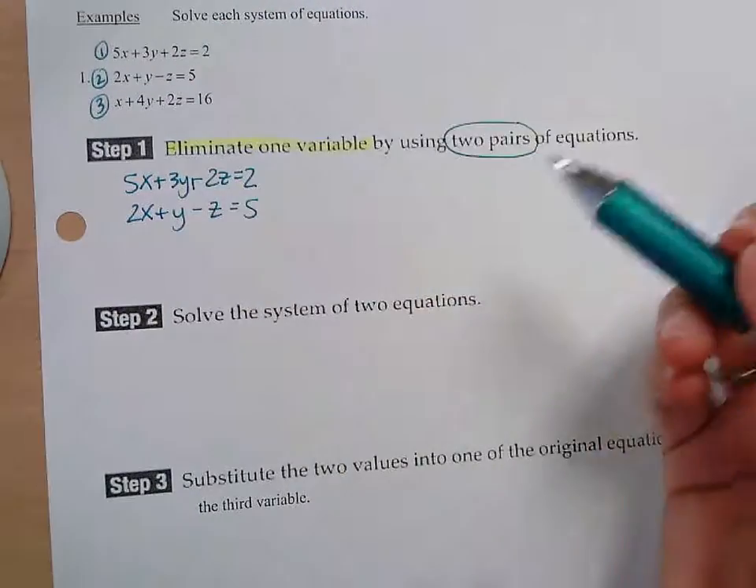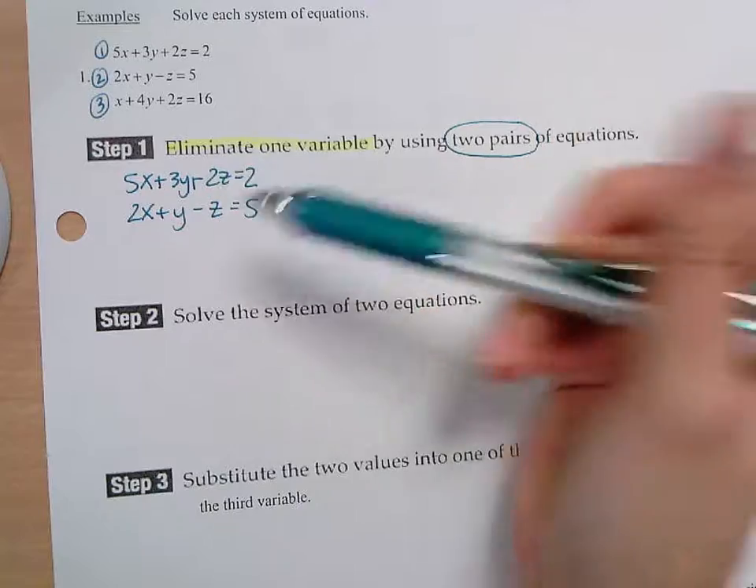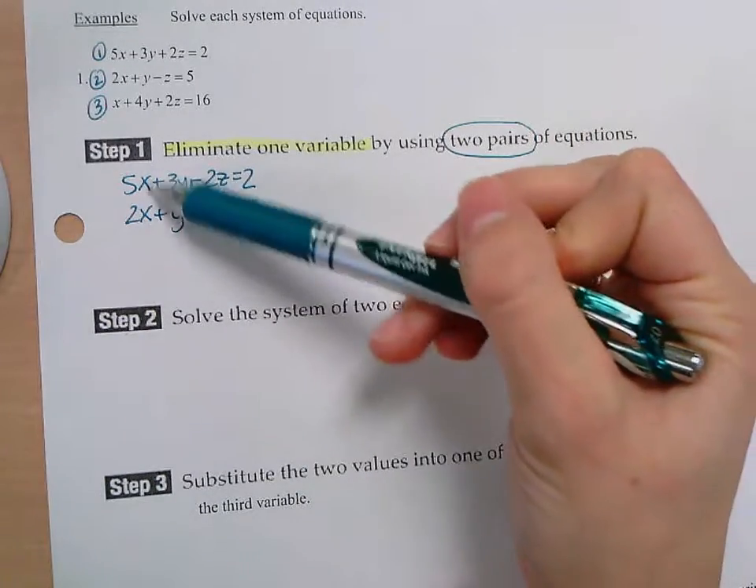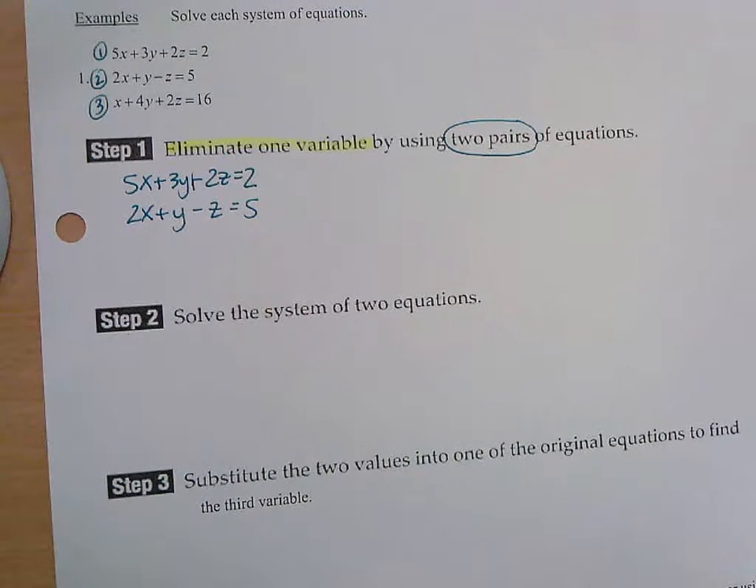And with these two equations, I need to pick one of my variables. I'm going to use elimination. I need to pick one of my variables to eliminate and then do the appropriate steps to eliminate that variable. So you might need to multiply one or both equations by something. Remember, elimination is when you add the equations together, you want one of the variables to become 0.